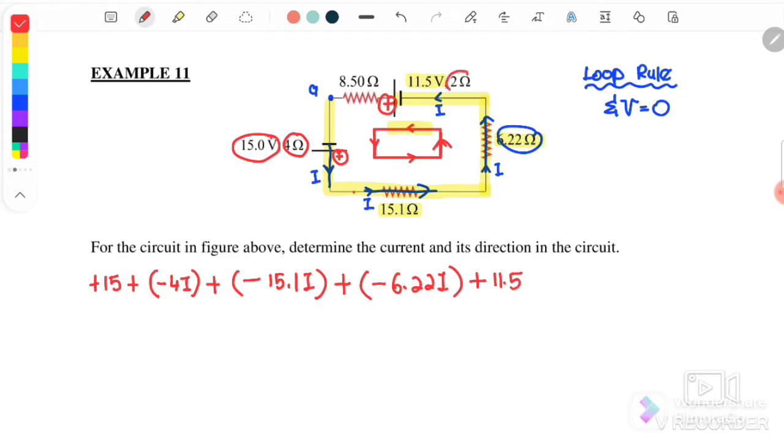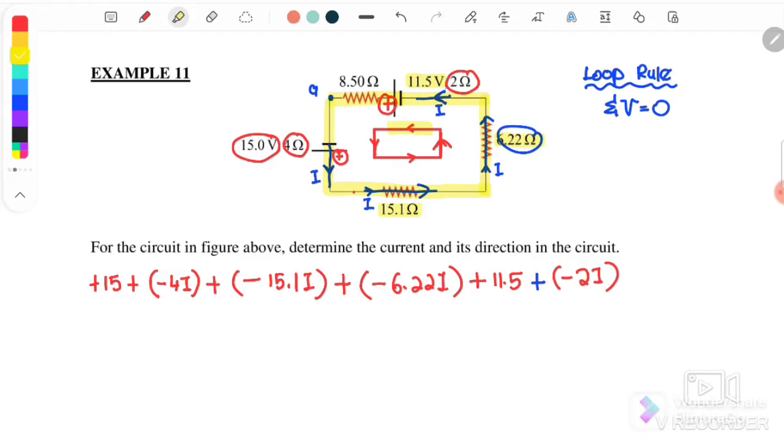Remember, there is also an internal resistor of 2 ohm. When it refers to the resistor, we must refer back to the direction of the current flowing through the resistor and also the direction of the loop. The direction of the current is to the left and the direction of the loop is also to the left, so it is positive because of the same direction. Because this is a resistor, we must use minus because energy is dissipated, so it is negative 2I. Then we continue to move to 8.5 ohm.